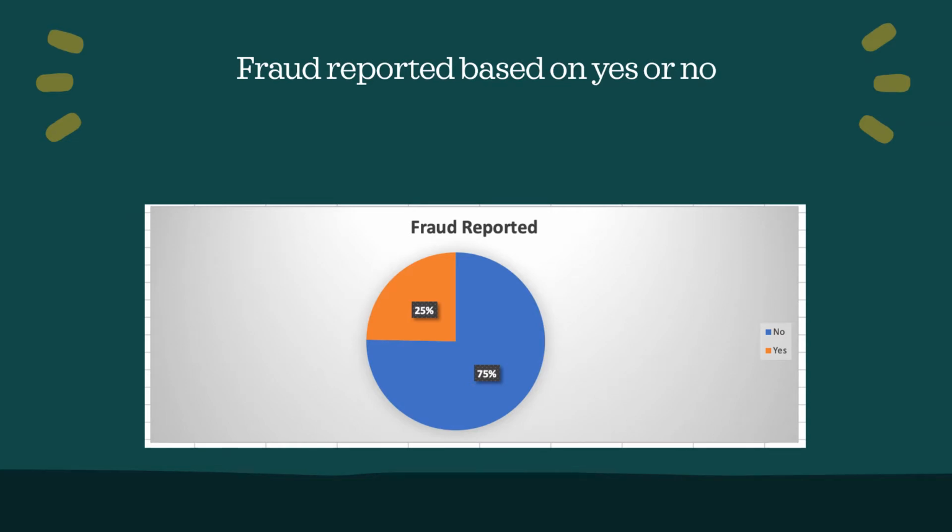To analyze my data set, I used Excel, and this is the first graph I'm going to explain to you. This graph talks about fraud reported based on yes or no. When it's no, it means that there's no fraud. When it's orange, it means that there's fraud. Here we have 25% fraud based on the data set I have and 75% that is not fraud. So no means there's no fraud. Yes means there is fraud.